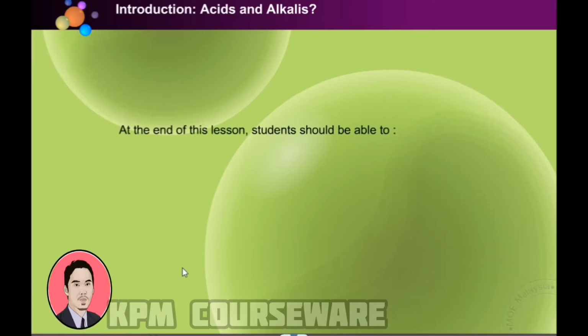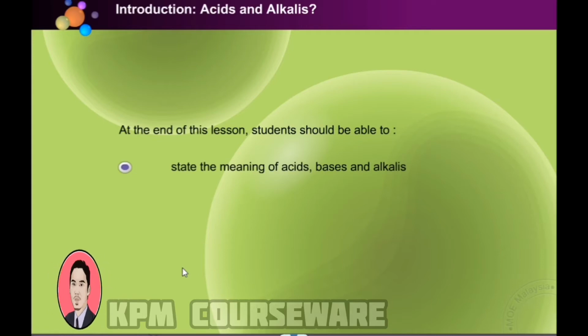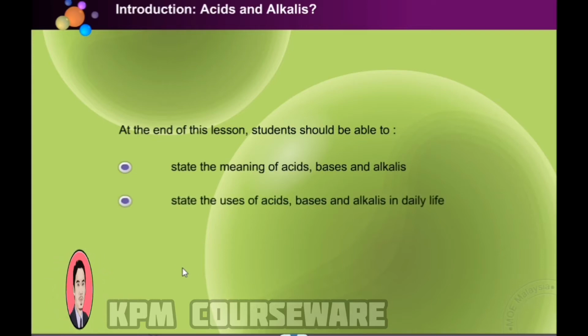At the end of this lesson, students should be able to state the meaning of acids, bases, and alkalis, and state the uses of acids, bases, and alkalis in daily life.